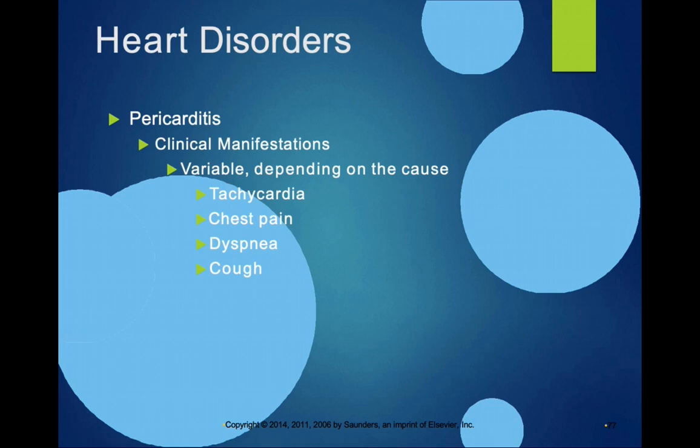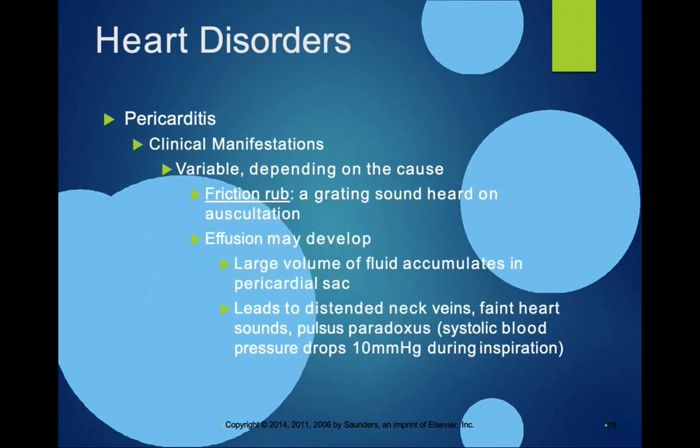The effusion may also be secondary to hypoproteinemia from the liver or from the kidney. The clinical manifestations are going to be chest pain, dyspnea, difficulty in breathing, coughing, and tachycardia. What you'll hear with pericarditis is what's called a friction rub, which is a grating sound heard on auscultation with the stethoscope. If you take your hair, if it's long enough, and hold it next to your ears and rub it together, that's a friction rub. Okay?